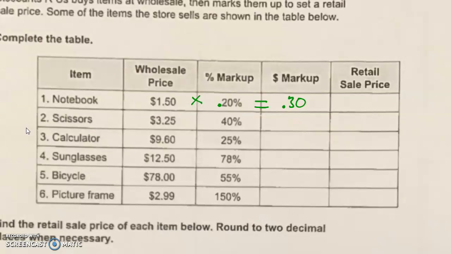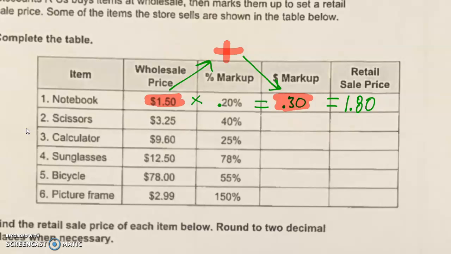Okay? Now, we have the markup, so you just have to add the wholesale price and the markup price. And that will give you the retail price. Okay, so $1.50 plus 30 cents is $1.80. So that notebook that they sell or they buy for $1.50, they sell it for 30 cents more at $1.80. Okay, so every one of these is going to be the same.